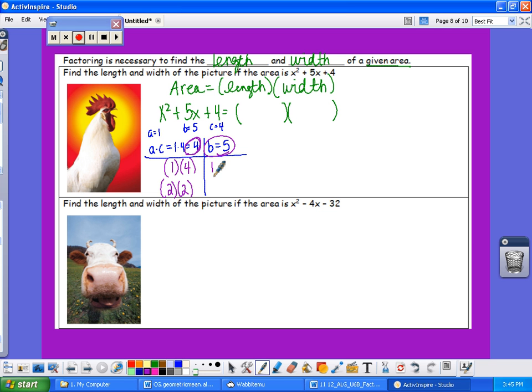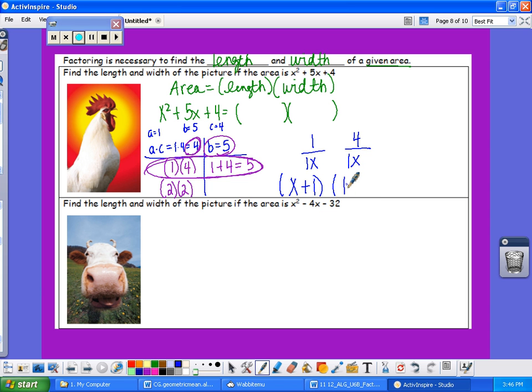Next part, let's add them. 1 plus 4 equals 5. Do I need to do the next one? No, of course not. I got the answer right here. So what's my last and final step? I take my factor and put it over 1x, and I take the other factor and I put it over 1x. So my factors are, I don't need to write the 1x, so I'm just going to write x plus 1.